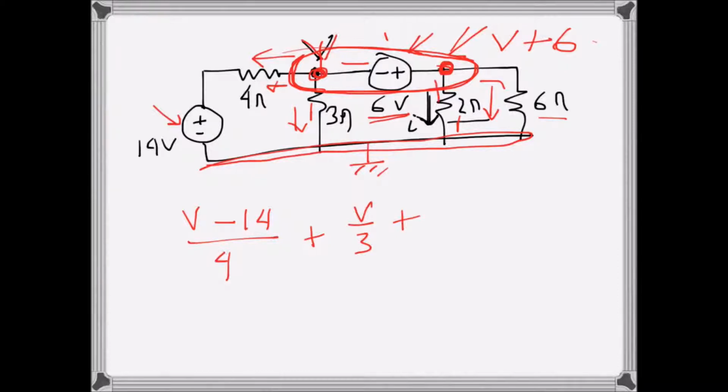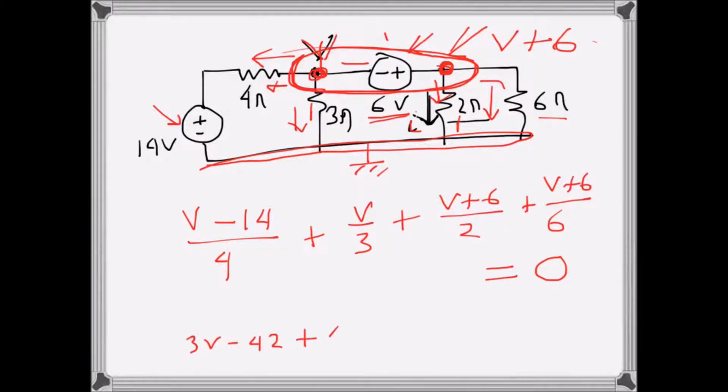Here this current is (V plus 6) over 2, which is also I, that we need to find in the question. And then the final one is (V plus 6) over 6. So all the currents are written as outgoing, and then the sum is 0. We can multiply both sides by 12. So that will be 3V minus 42 plus 4V plus 6V plus 36 plus 2V plus 12, and that is 0.